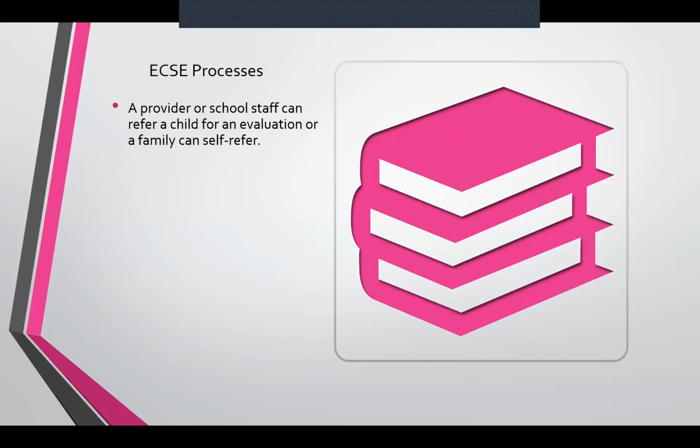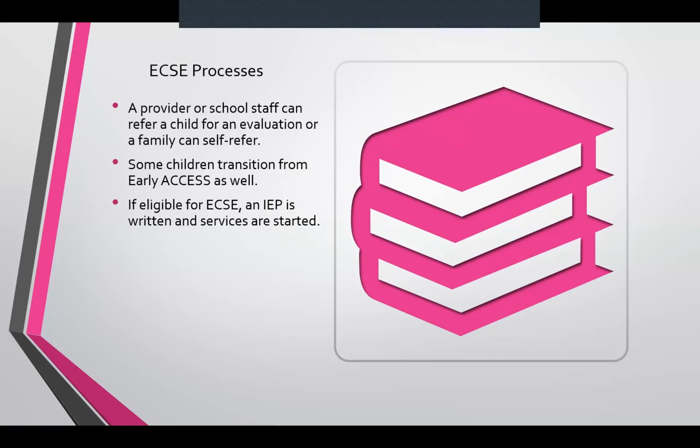So just like with the very young kids in early access, a provider or a school staff can refer a child for an evaluation, or a family can self-refer at this age as well. And then, like I said, some kids transition from early access into this program. And if found eligible for early childhood special education, then the IEP is written and the services are started.